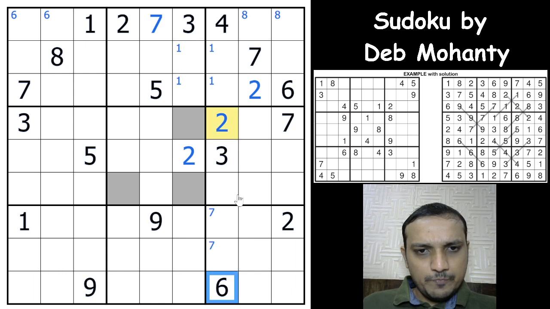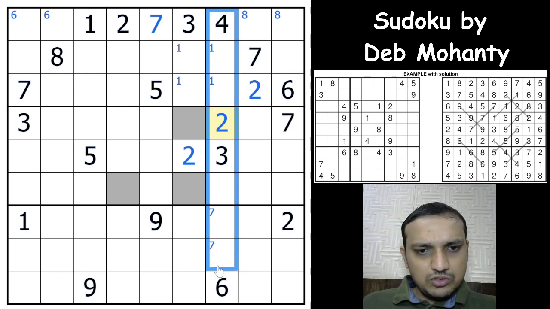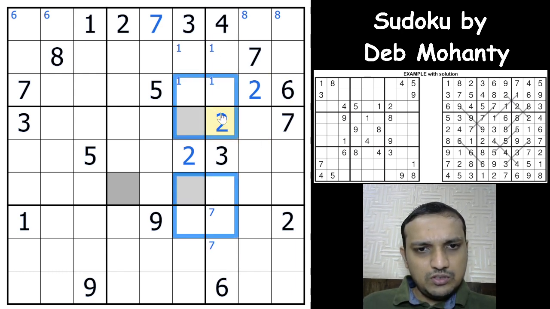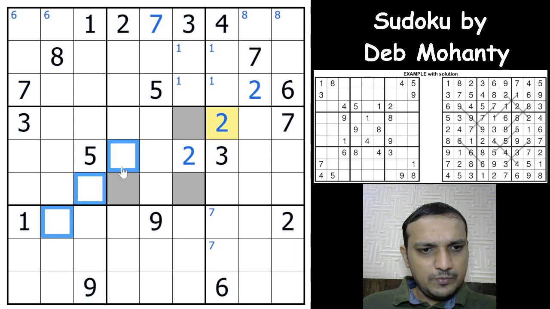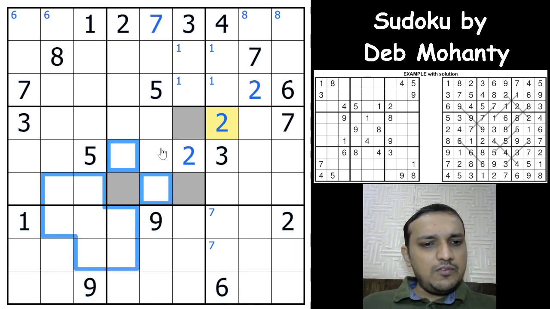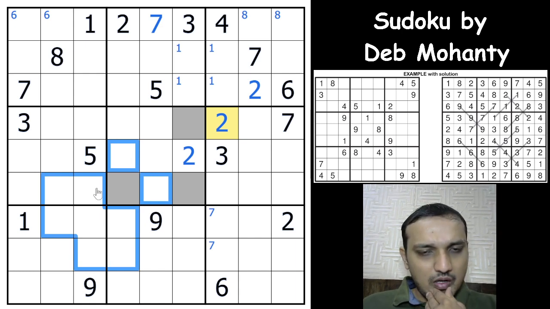We have 6 also. You have 2 6s here, so 6 cannot be in any of these 4 cells, these 4 cells, these 4 cells, right? You can have a 6 here in these 3 cells, so it would have to be these, or these. Anyway, there are 3 places for the 6, so let us neglect that for now.